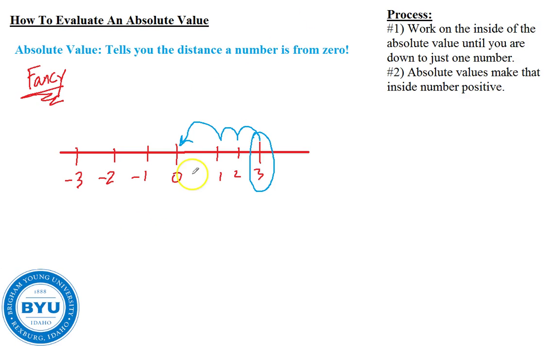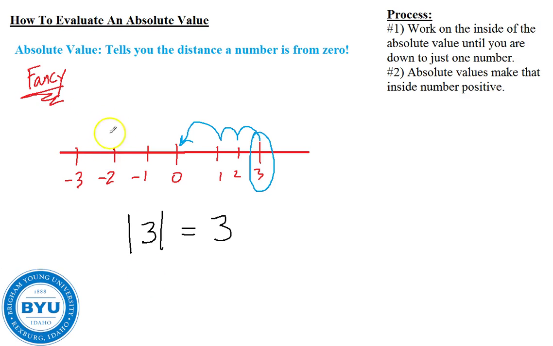In mathematics, we use two bars, up and down bars, to represent this. So we would write it like this: the absolute value of 3. These two up and down bars mean absolute value, which is a fancy word for distance. And we said that the absolute value of 3 is just 3. It's three distances away from 0.